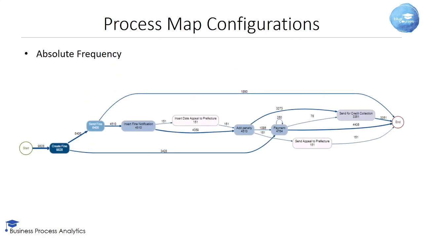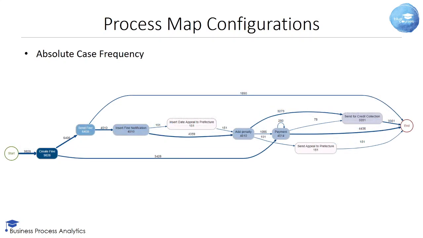This is the example we saw before, with absolute frequencies indicating how frequent an activity or flow occurs. One activity that is particularly interesting to look at in these and the next examples is the payment. We can see here that there were 4,764 payments. Now, if we change to a process map with case frequencies, we can see that there were only 4,514 cases when a payment was received. As a result, this means that the payment activity occurred more than once for some of the cases.